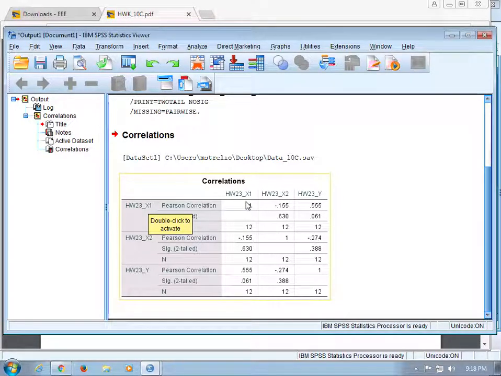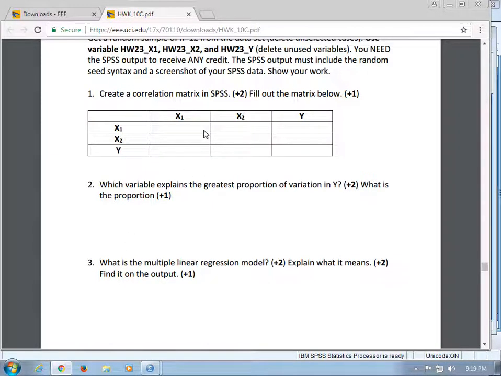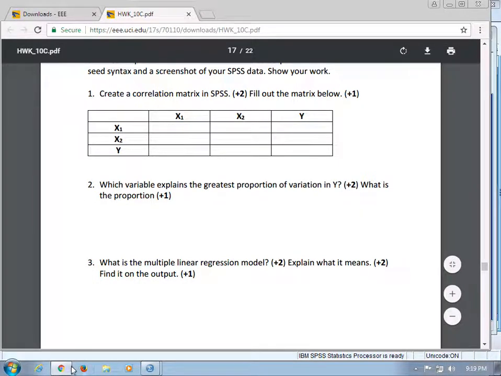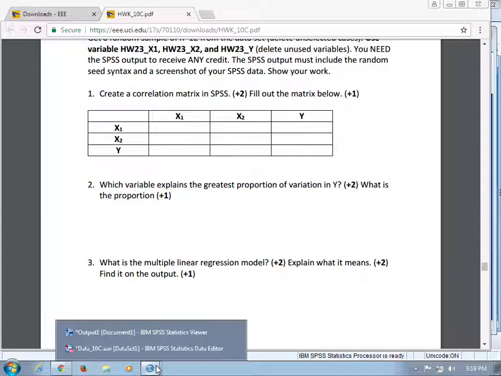So a few things you'll notice: the correlation between a variable and itself is always 1. That is, a variable perfectly predicts itself. And also, this matrix is symmetric, so the correlation between x2 and x1 is the same as the correlation between x1 and x2. So you can use those values to fill out this table for number 1, and then the rest of the questions can be answered using the output from a regression.